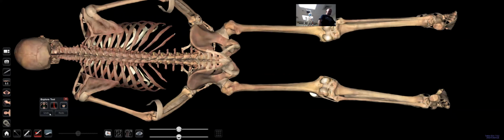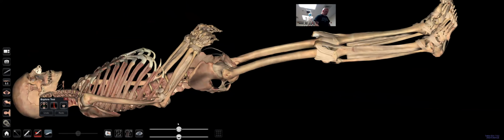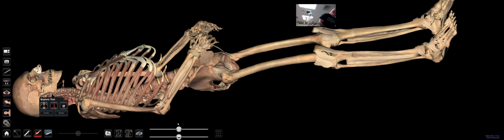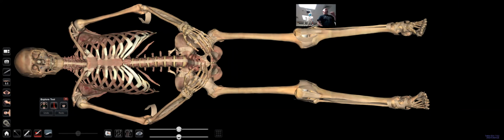All right, so there is the axial skeleton. What we're going to do next time is we're going to go up and start with the cranial skeleton. And to be honest with you, I'm not going to begin with a human. I'm going to begin with probably a dog or a deer because they're easier to see.